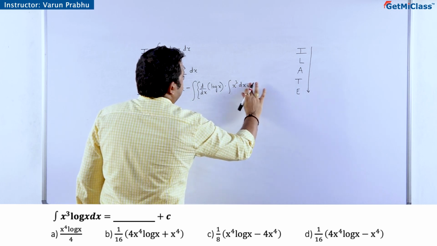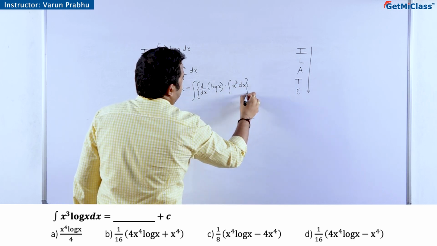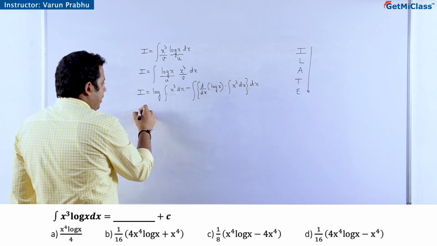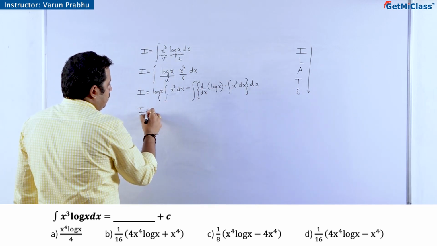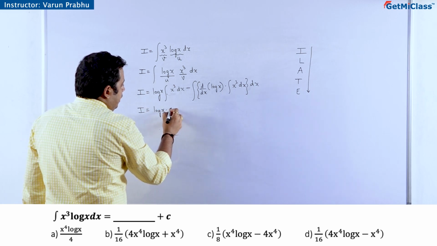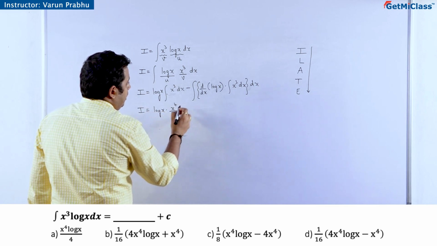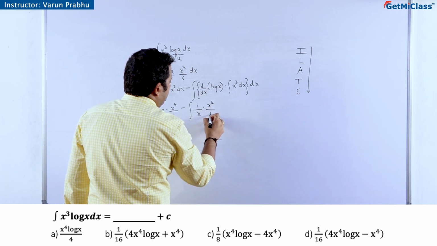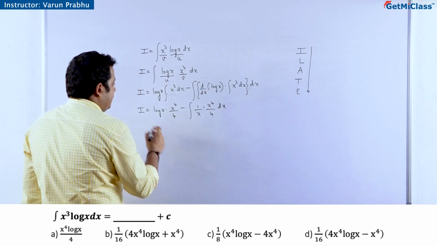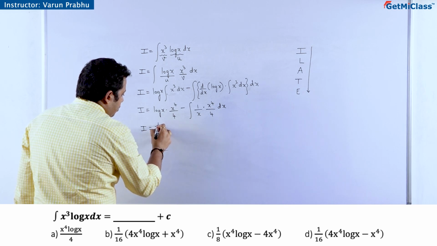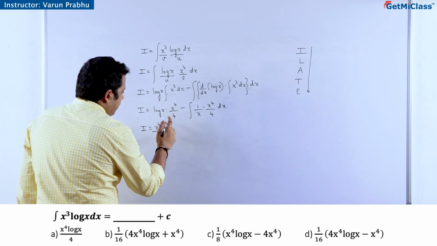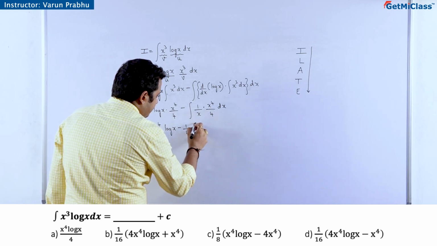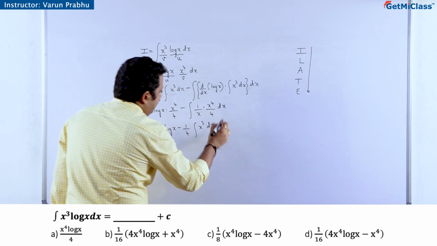Then this bracket closes. For the outermost integration, the integrating variable will be there. So this is the formula, right? So this is log x. So I is equal to U into integration of V minus integration of differentiation of U into integration of V dx. I is equal to x to the power 4 divided by 4 into log x minus 1 by 4 integration of x cube dx.